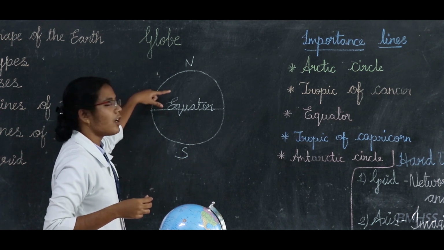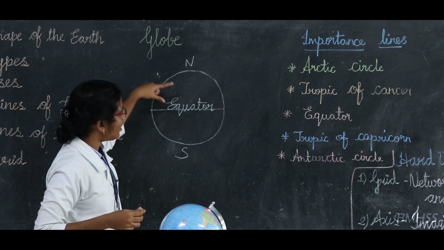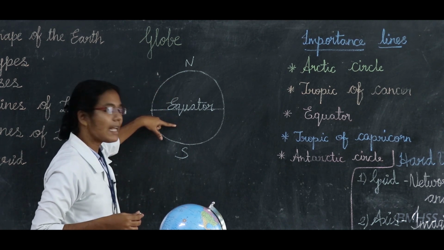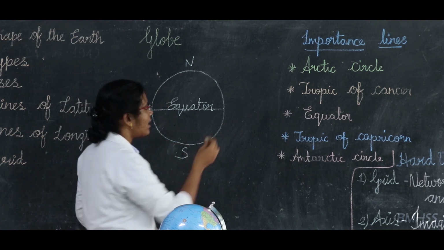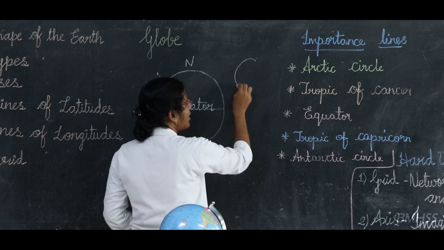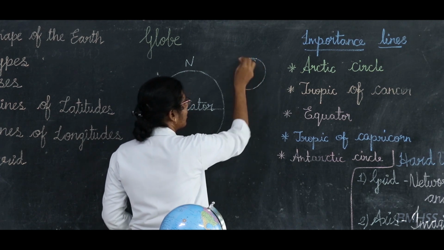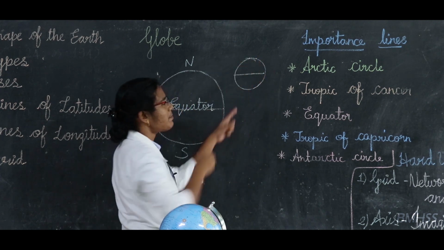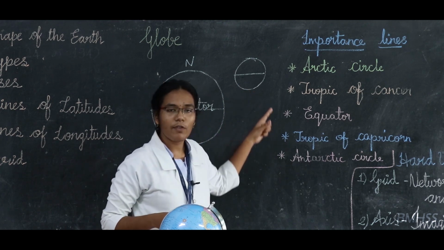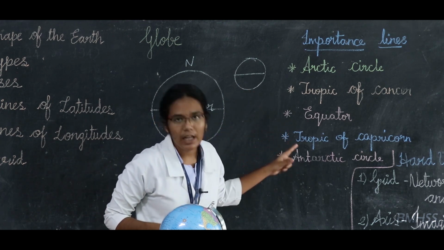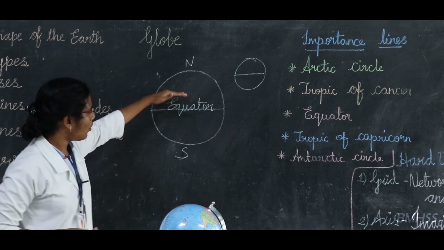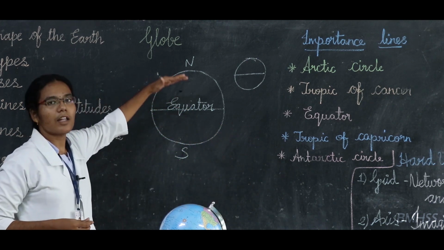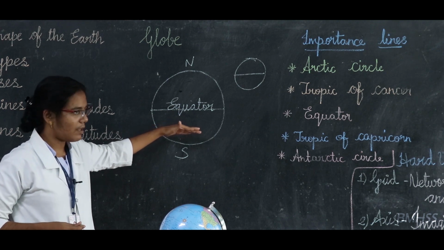The top of the globe is called the northern hemisphere and the bottom of the globe is called the southern hemisphere. Why is it named a hemisphere, children? Listen here, this is a sphere, is it right? Half of the sphere is called a hemisphere. Hemi means half, children. So the top of the globe is the northern hemisphere and the bottom is the southern hemisphere.